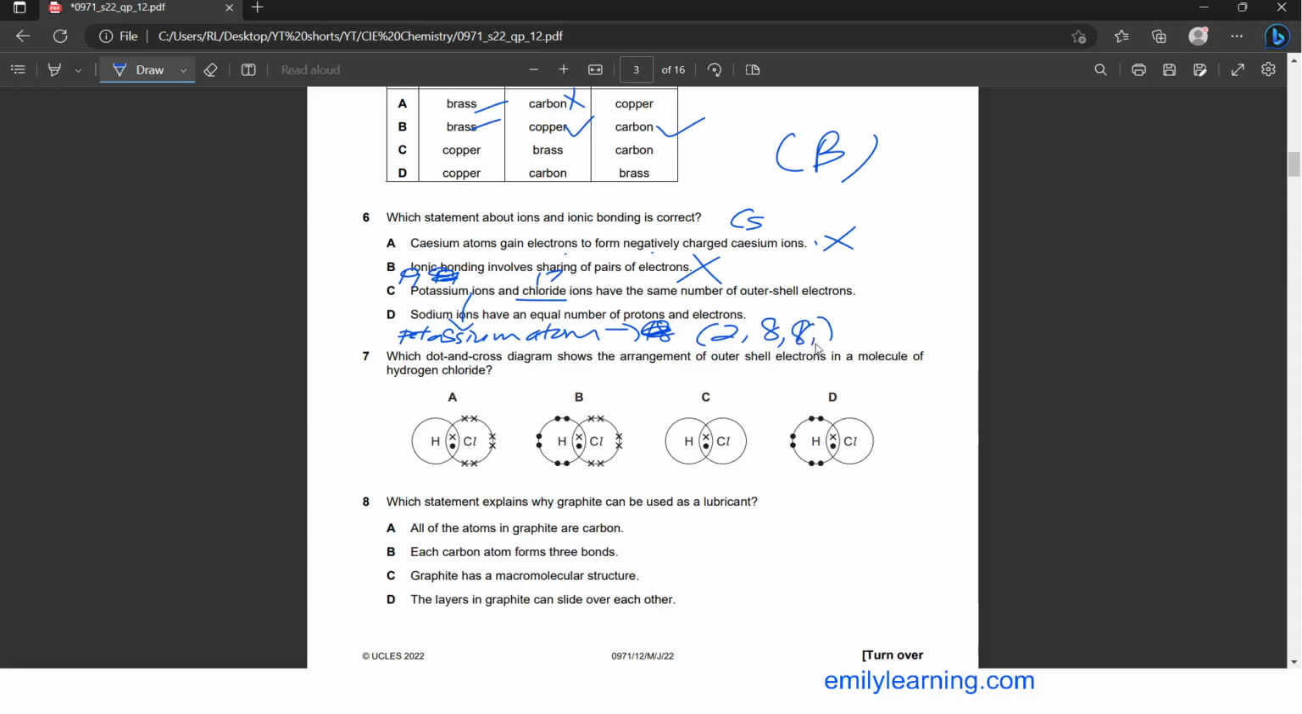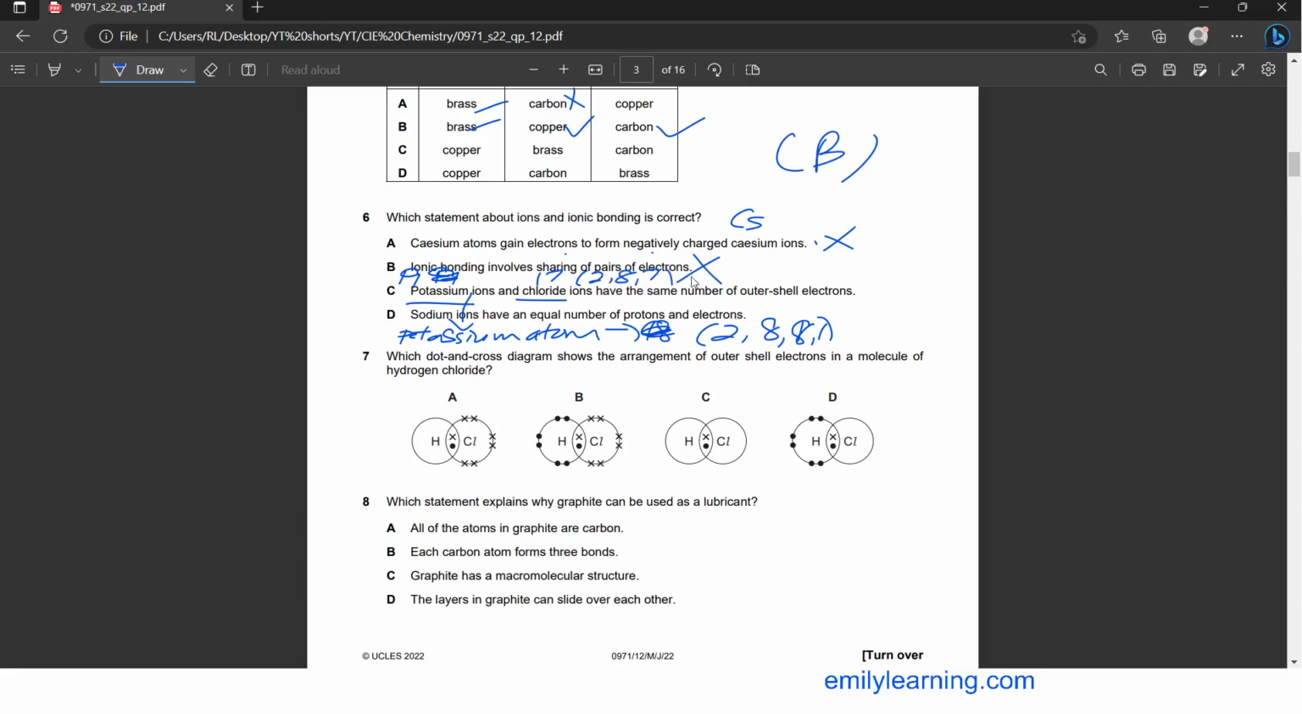2, 8, 8, 1. Yeah, so it's 19. So potassium ion has a proton number of 19. Chlorine has a proton number of 17. So when they are atoms, chlorine is 2, 8, 7.